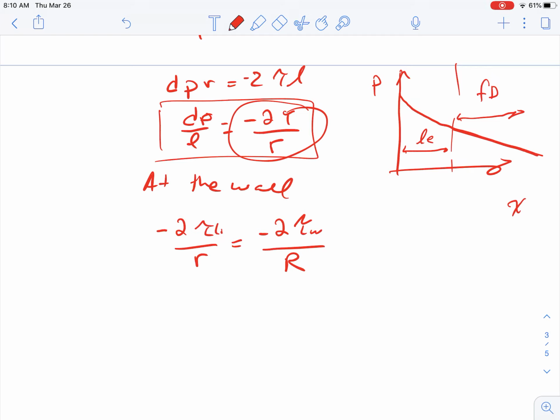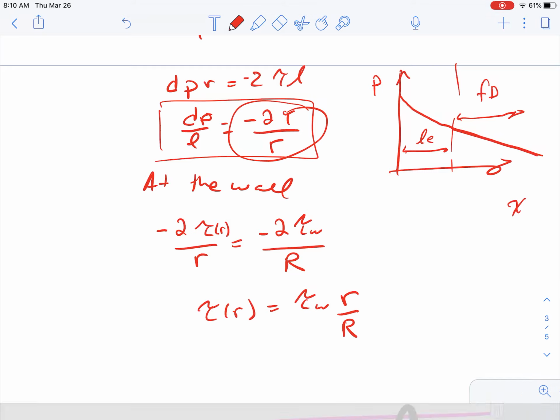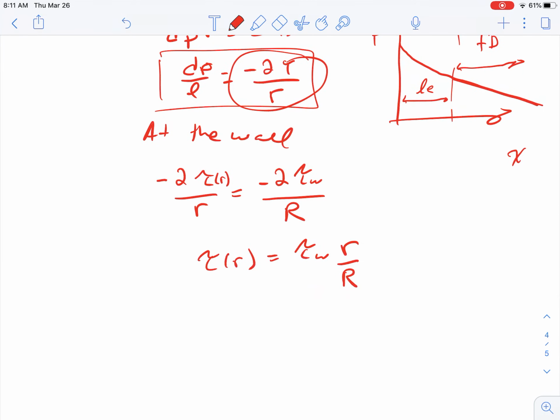So this is kind of like saying that the shear stress at some radius r is going to be equal to tau at the wall times r over R. So all I've done is just substituted capital R here, and now we can see how we might expect the shear stress to vary with distance from the center of the pipe.